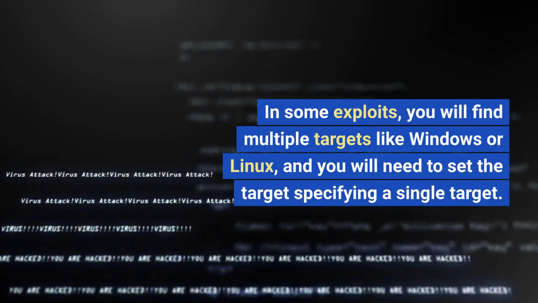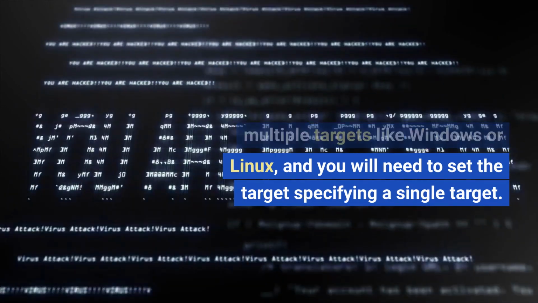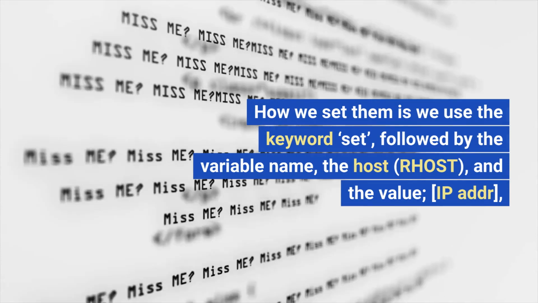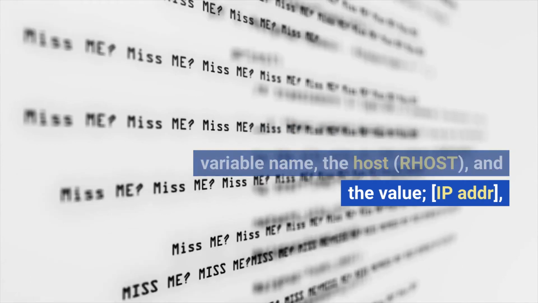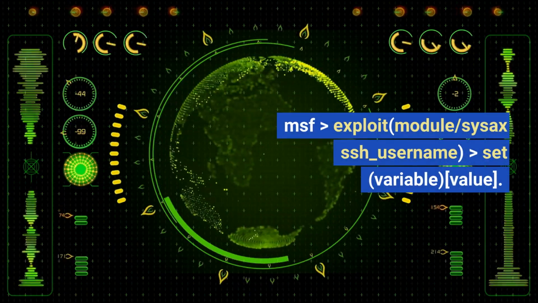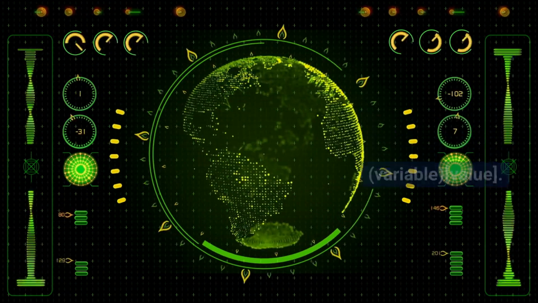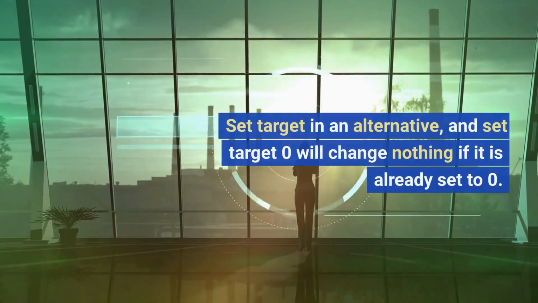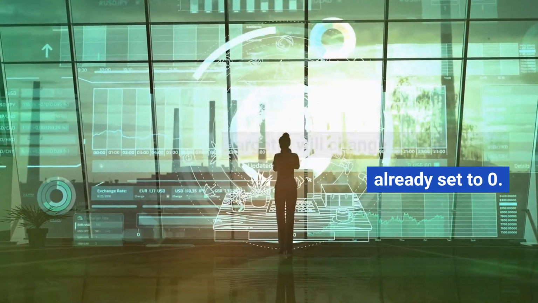In some exploits, you will find multiple targets like Windows or Linux, and you will need to set the target, specifying a single target. How we set them is we use the keyword set, followed by the variable name, the host RHOST, and the value, IP address. MSF greater than exploit module sysaxssh underscore username, greater than set variable value. Show options will then show that the host has been set. Set target is an alternative, and set target 0 will change nothing if it is already set to 0.